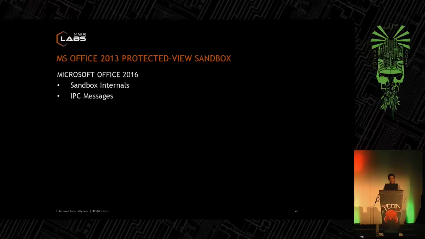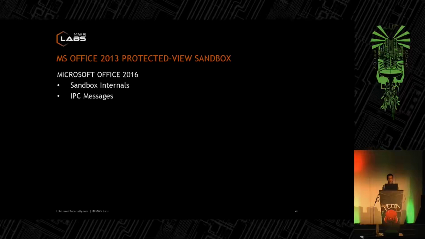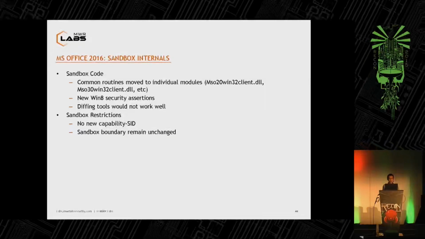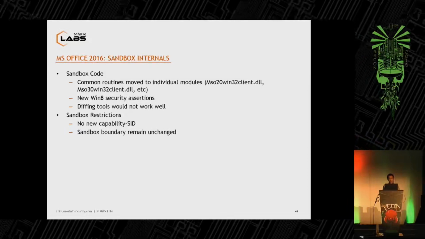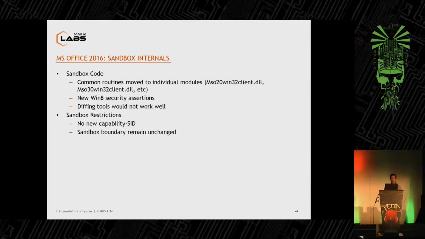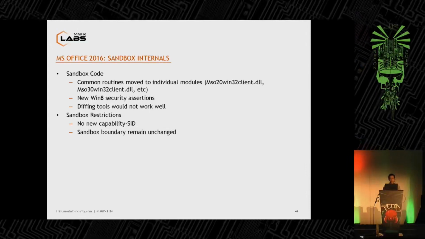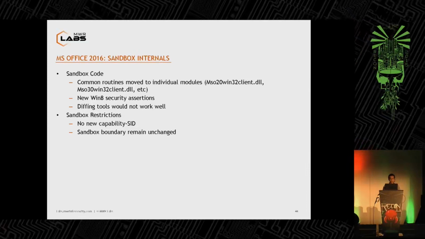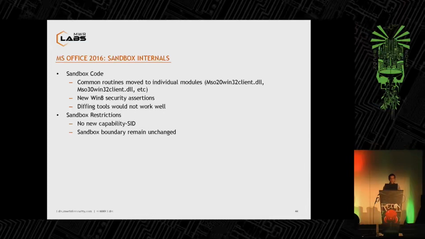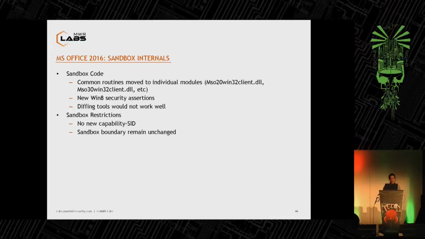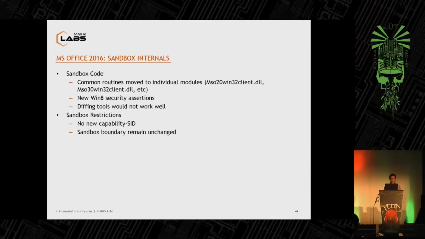So in the last section of today's talk, we will check whether there are any changes made to the Sandbox model in the preview version of Office 2016. In terms of the code, there are two main changes. First, common routines are moved to new individual modules, such as the MSO20 Win32 client.dlls. And secondly, security assertions new to Windows 8 are also added. In terms of the Sandbox restrictions, no additional capability seats are assigned. So what this means is that there should not be any changes to the system resources that the Sandbox could access.